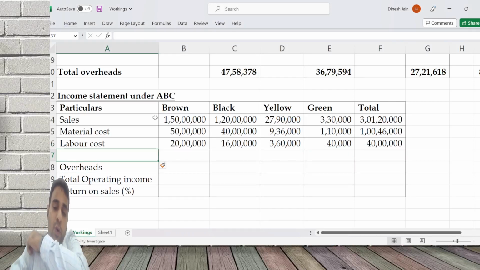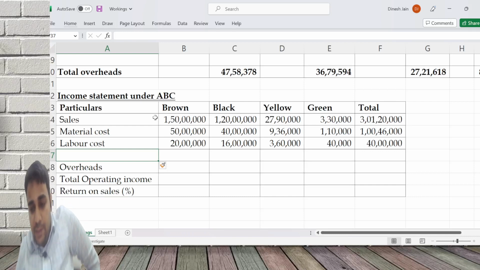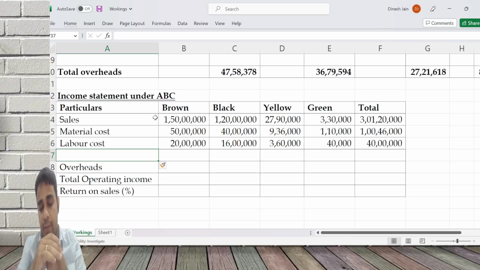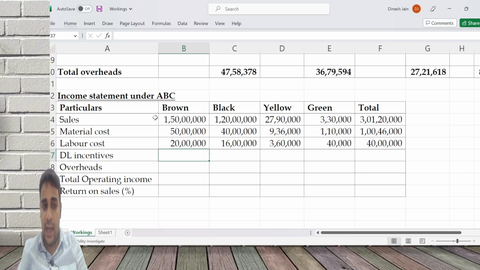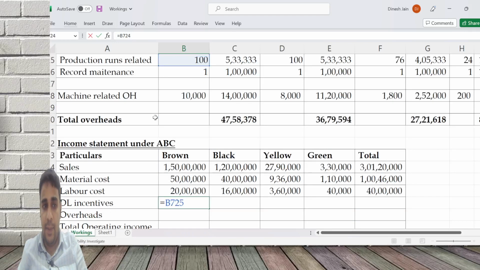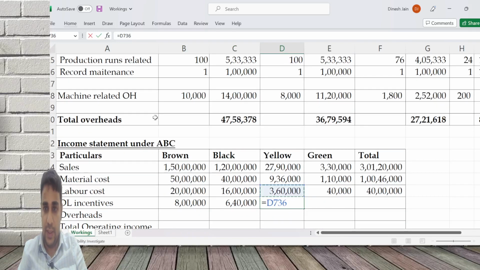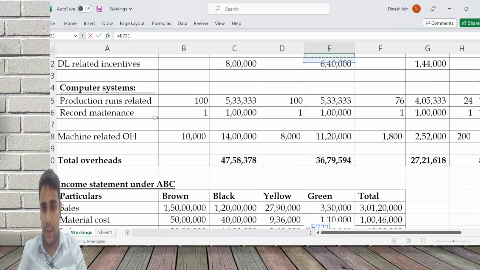Let me do one more thing, just a small change. In between, I'm writing one line item, and I'll explain that: direct labor incentives. Technically, direct labor incentive is not an overhead. It will form part of the labor expense itself. So that alone, I'm writing separately and distinguishing here.